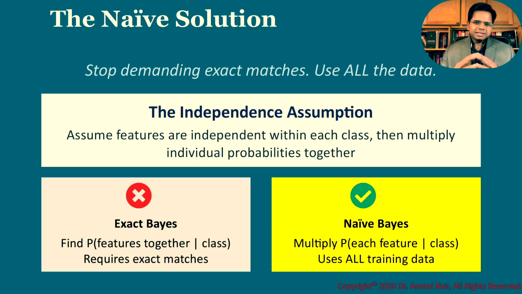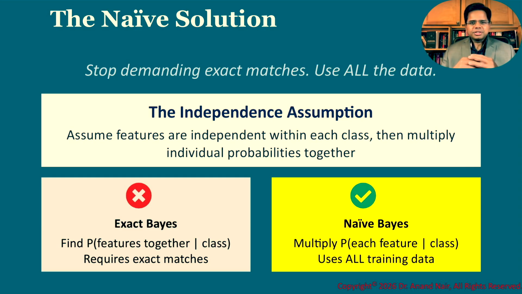Enter Naïve Bayes, the pragmatic cousin who's willing to make some simplifying assumptions to actually get things done. The key insight? Stop insisting on exact matches. Instead of limiting probability calculations to the tiny or non-existent set of records that match perfectly, Naïve Bayes uses the entire training dataset. Here's the magic trick. We assume that all the predictor variables are independent of each other within each class. This means instead of asking, what's the probability of seeing this exact combination of features, we ask, what's the probability of each feature separately, and then multiply them together.